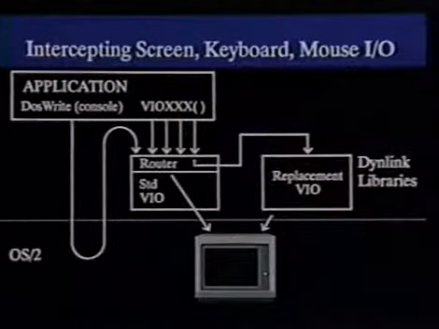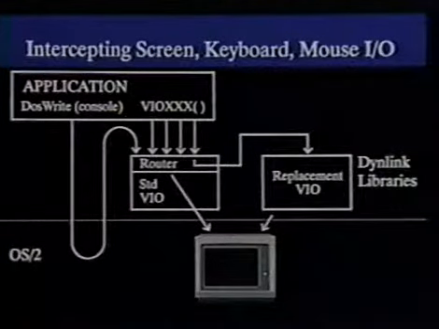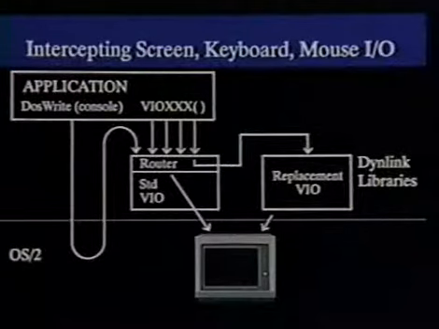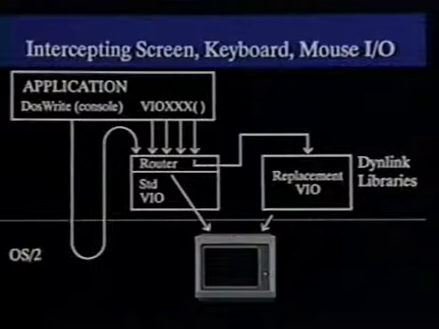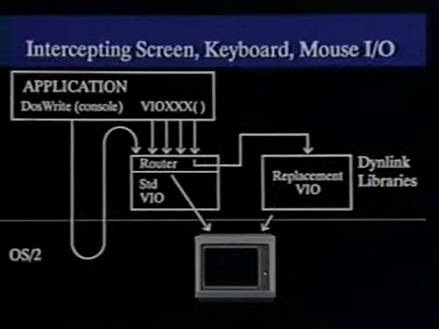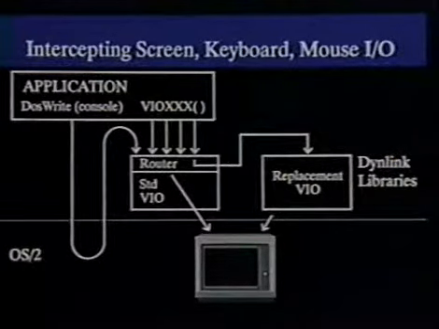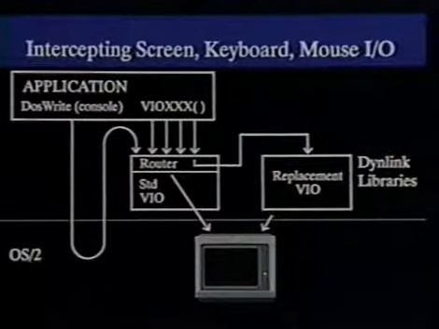On the right-hand side of the screen, we see a replacement VIO dynamic link library. It can be one of these per function in each screen group. And when any VIO call arrives at the router, it will decide whether to pass the call to the standard package or to redirect it to your replacement routine. In either case, the action is expected to end up on the physical display.